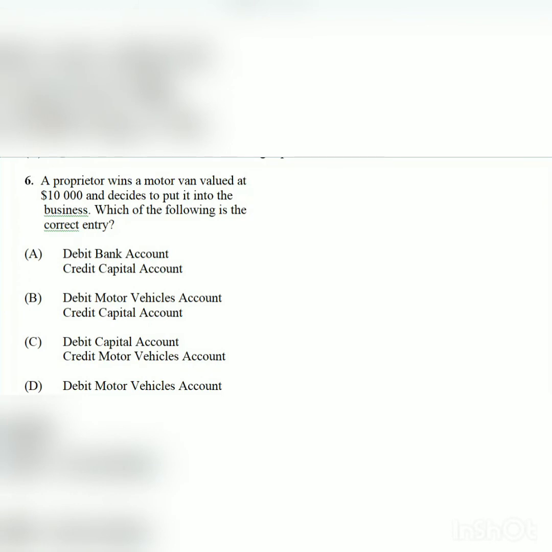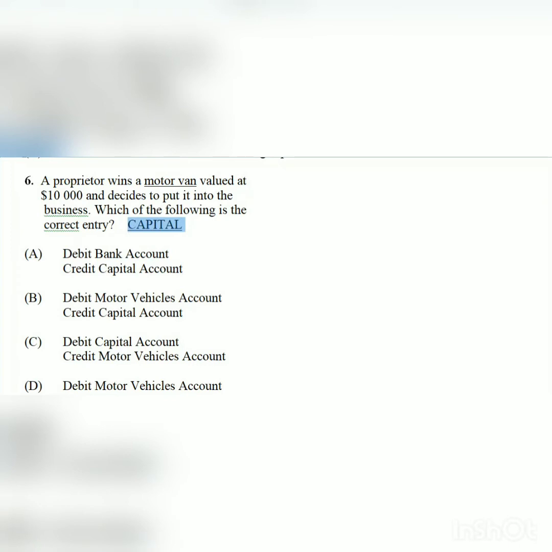So a proprietor wins a motor van. So here we have one account, so we want to underline it, valued at $10,000 and decided to put it into the business. So when the proprietor put resources into the business, the other account here would be known as the capital. Now, remember, any account that is given, we usually credit. Any account that is receiving, we usually debit. So the account that is the giver account, we credit. The receiving account, we debit.